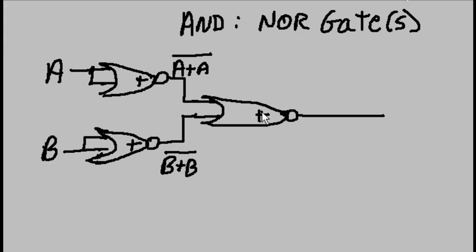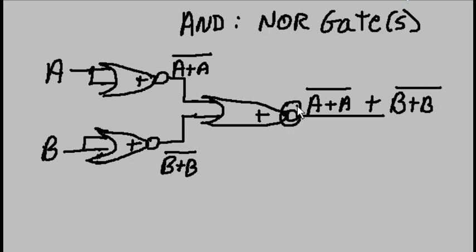Now these two come into this NOR gate over here, and the output becomes, first let's do this one over here, A or A not, and that's going to be ORed with B or B not. Let's write that down, B or B not, and then it's going to be NORed, quantity NORed, and that's our final output.